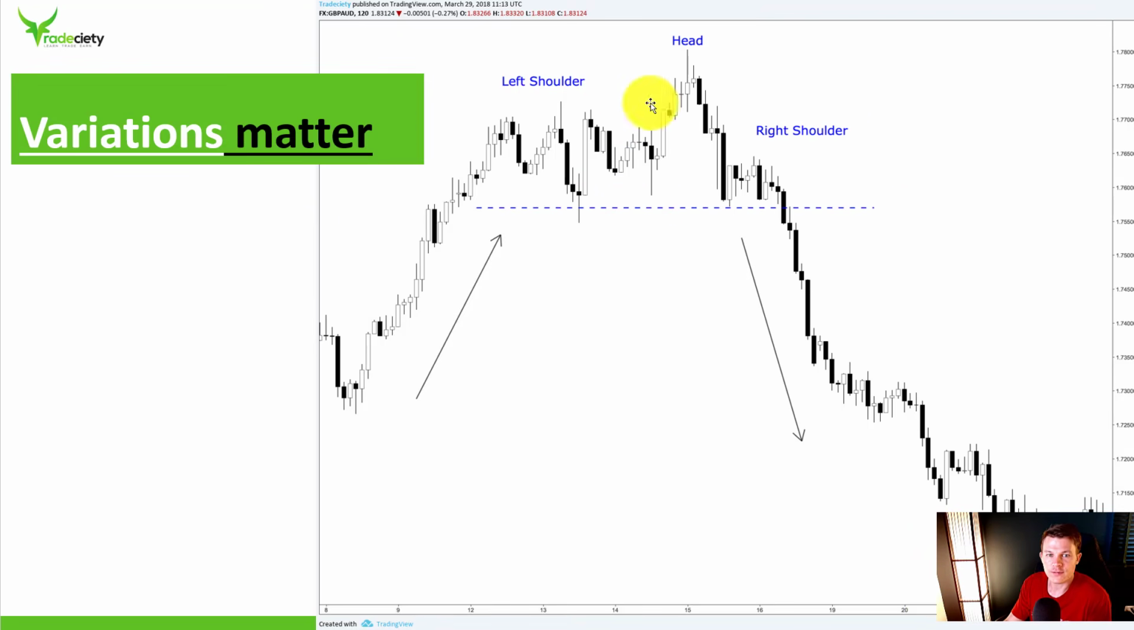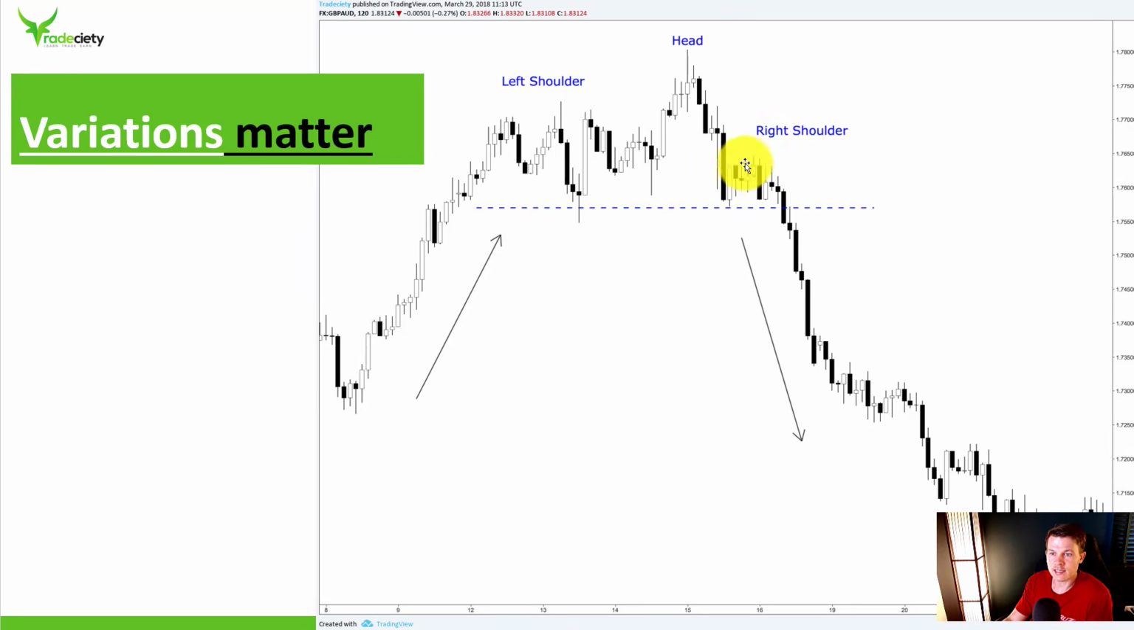So here we have some variation of a head and shoulders. We have a left shoulder that is taking a little bit longer. We have a right shoulder that is significantly lower from the head. And this is often referred to as a breakout buildup. And I also made some videos on my YouTube channel around breakout buildups. You can check that out.